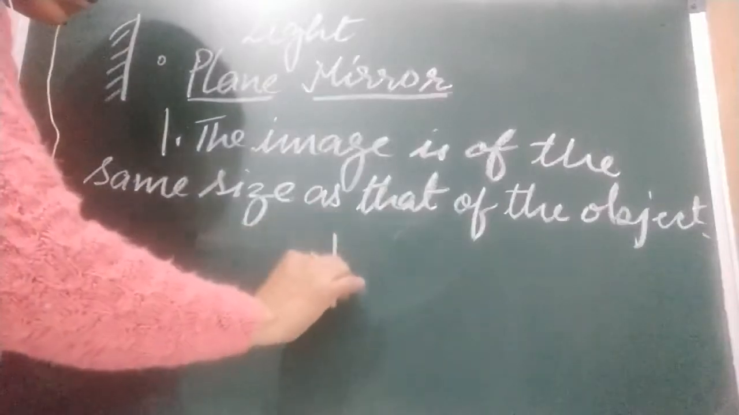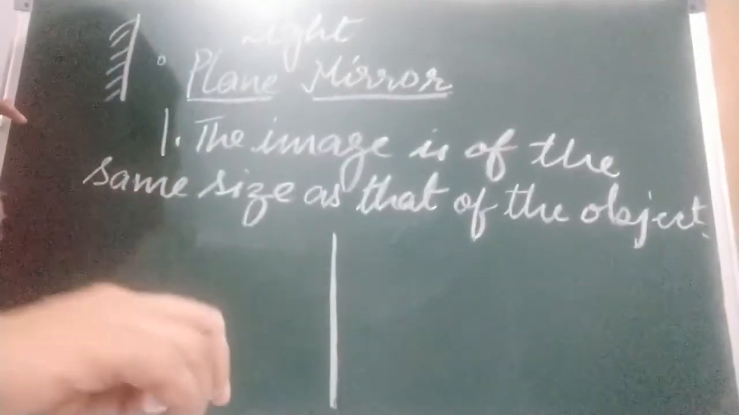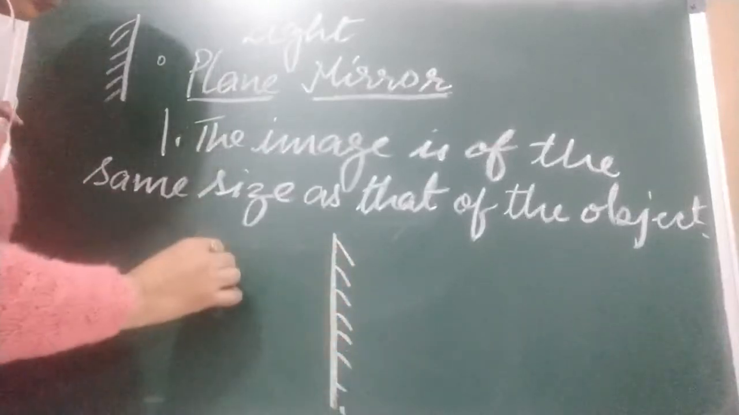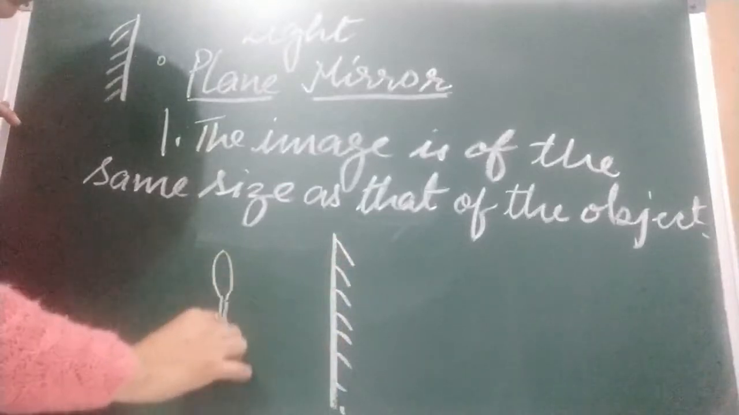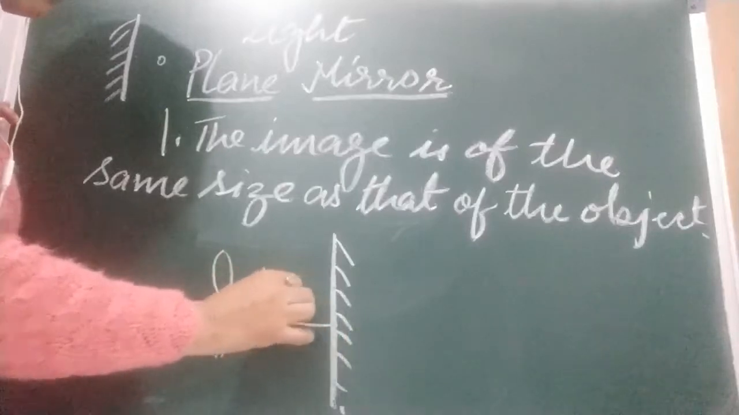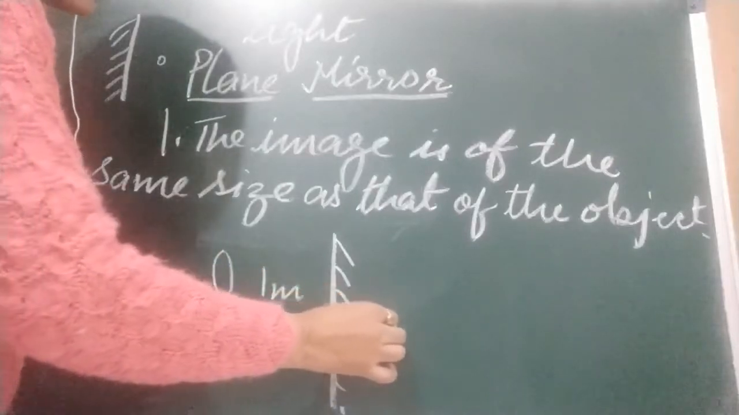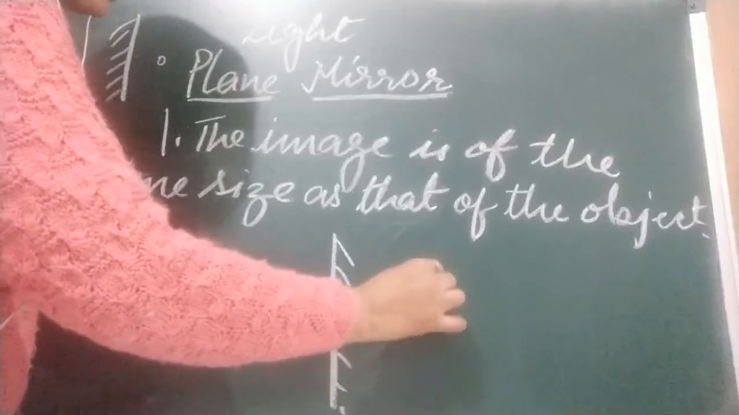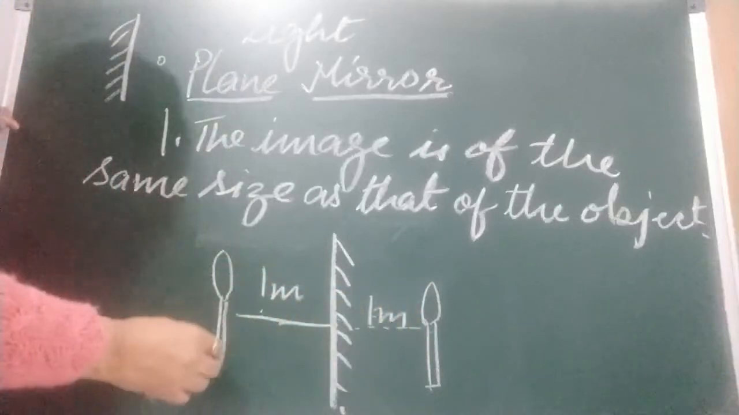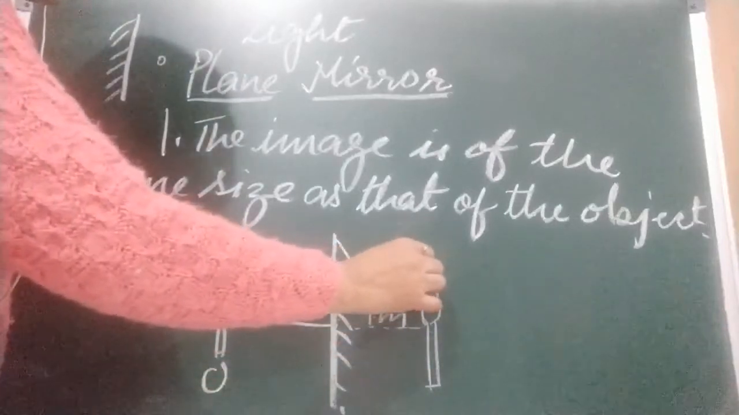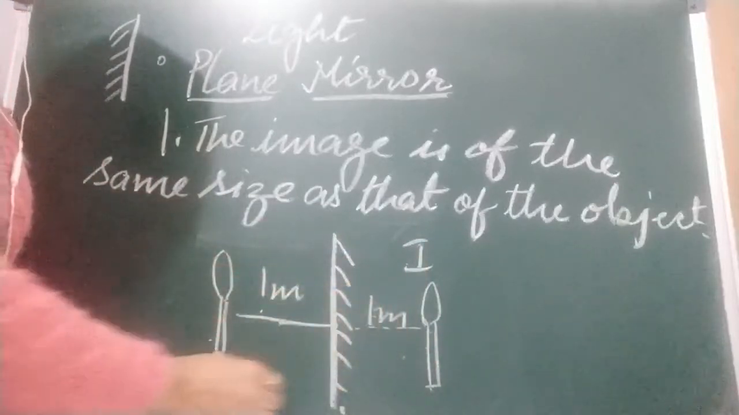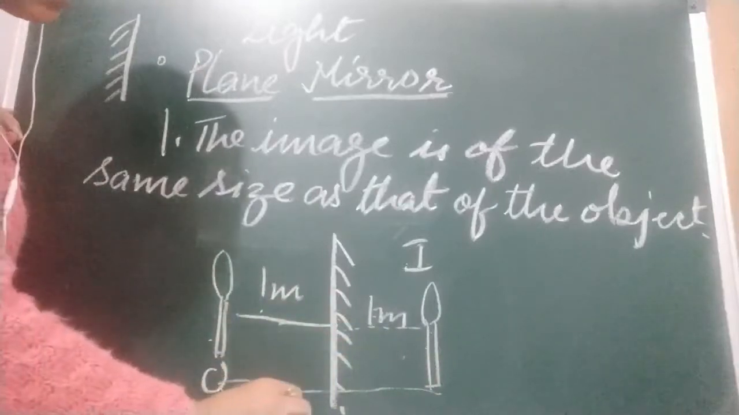I am giving you an example. Say this is the mirror, and you have lighted a candle 1 meter away from the mirror. You will find that the image is formed erect and the same 1 meter away. This is the object and this is the image. So what is the distance between the object and the image? Total distance is 2 meter.